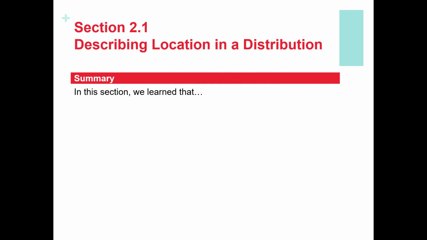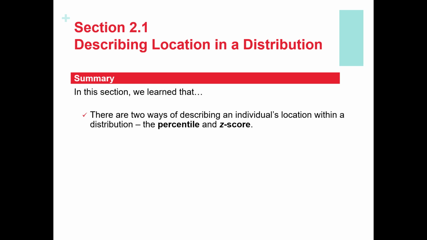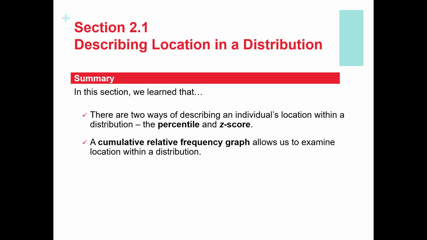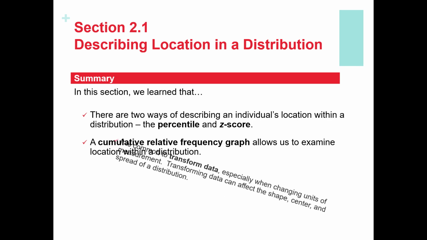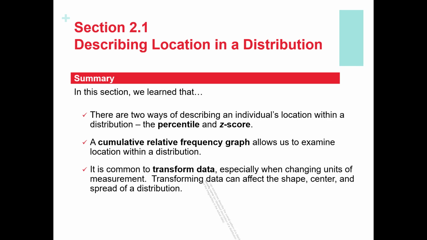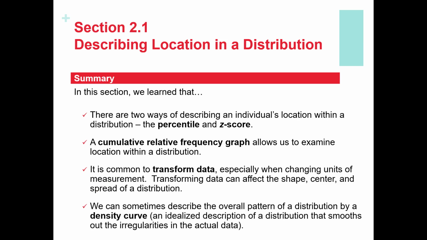Okay, so I'm actually going to stop here. In this section, we talked about percentiles and z-scores. We talked about the ogives. We talked about transforming data, and we talked about density curves. Next up, I'm actually whipped through this one, so I'm going to take a brief pause, but then we'll start the next one. Next up, we're going to talk about the normal distribution, which is going to be one of the most important things we talk about all year in stats.